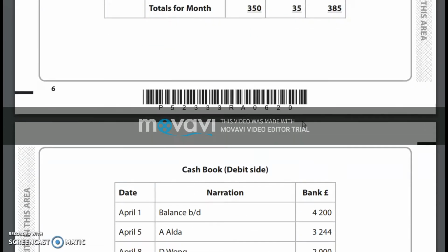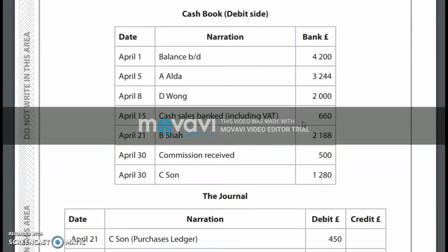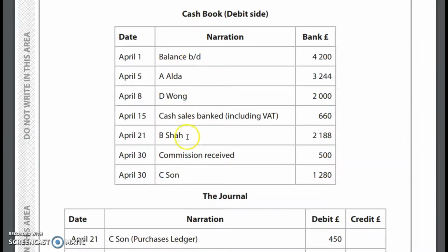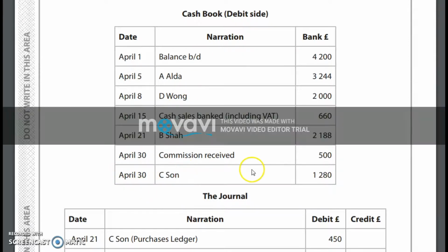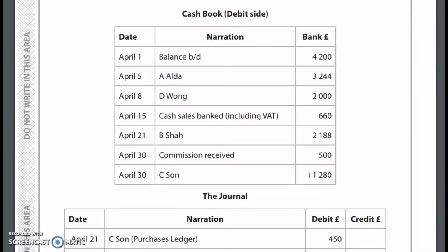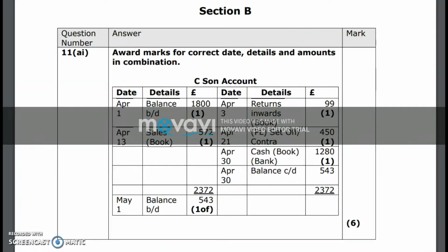Considering the rest of the question after return inwards, we move on to the cash book. In the cash book, you can see this is an extract of only the debit side, which means only what we have received is mentioned here. So on April 30th, we have received 1,280 from CSUN. What does this indicate? It indicates that CSUN has paid us 1,280 pounds. So when a trade receivable pays us, the correct double entry is cash book debit and the particular trade receivable credit. So in this case, CSUN should be credited on April 30th with cash 1,280.